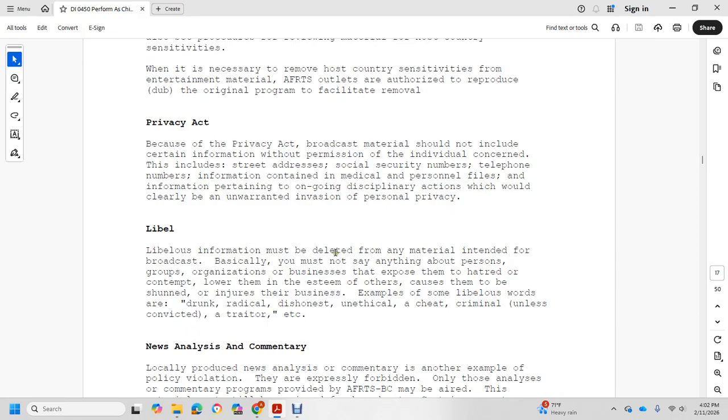Libelous information must be deleted from any material intended for broadcast. Basically, you must not say anything about persons, groups, organizations, or businesses that exposes them to hatred or contempt, lowers them in the esteem of others, causes them to be shunned, or injures their business. Examples of libelous words are drunk, radical, dishonest, unethical, cheat, criminal unless convicted, and traitor, etc.